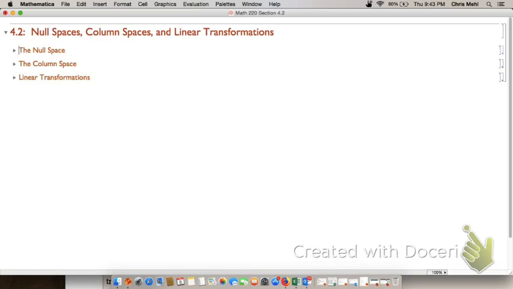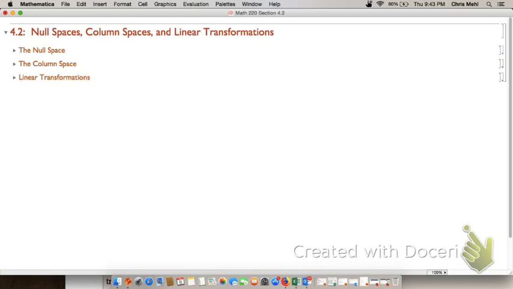We're going to go over section 4.2 in the textbook, which is entitled Null Spaces, Column Spaces, and Linear Transformations. Much of this section is going to be a reiteration of some terminology that we've already learned, some new ways to look at null spaces, column spaces, and linear transformations now that we have discussed vector spaces.